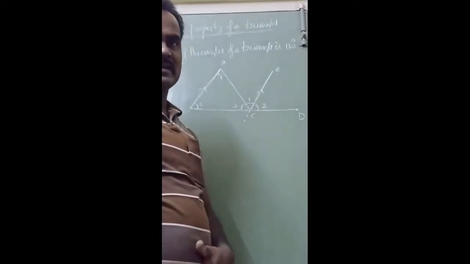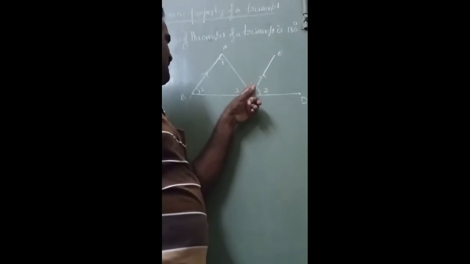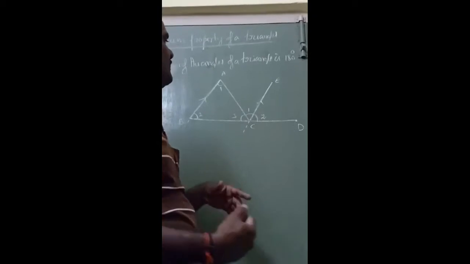BCD is a straight line. The angle on a straight line is equal to 180. So this angle plus this angle plus this angle is equal to 180. That is the theorem.